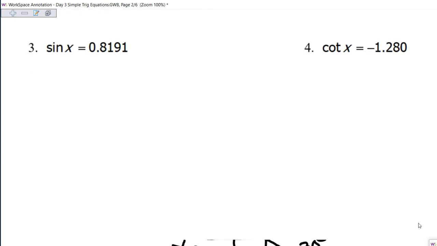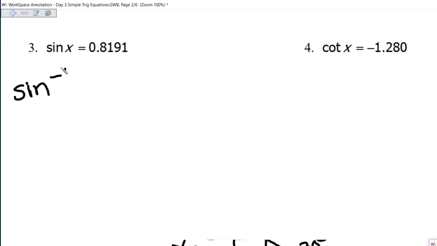Next one, number 3. We have the sine of x is equal to 0.8191. Now 0.8191, is that a value off of our unit circle? No. So if it's not a value off of the unit circle, we'll have to use a calculator to approximate it. And when we're approximating these on the calculator, we'll round to 3 decimal places. So remember, this is the arc sine value. So since that's the arc sine value, make sure in the calculator you type in second sine.